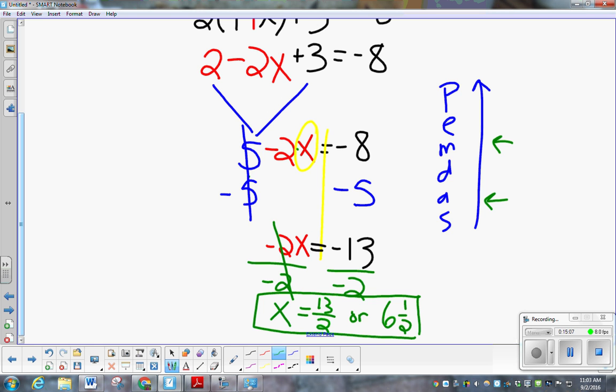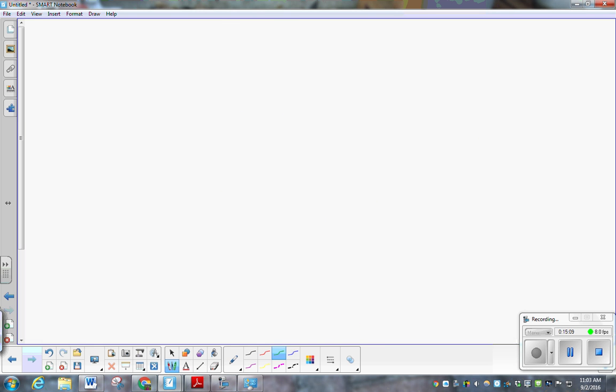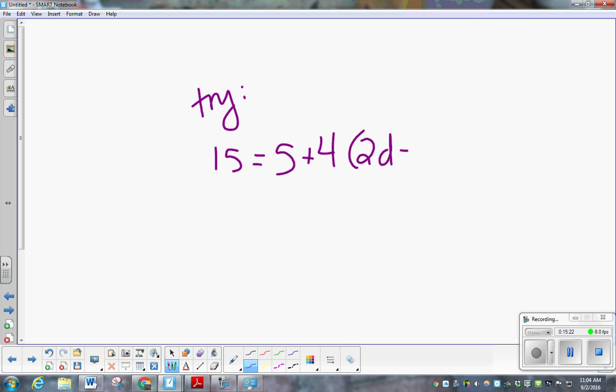All right, one more for you to try, and that's the end here. Okay, I want you to try solving this. 15 equals 5 plus 4 times the quantity 2d minus 3. You're going to have to distribute before you can solve that.